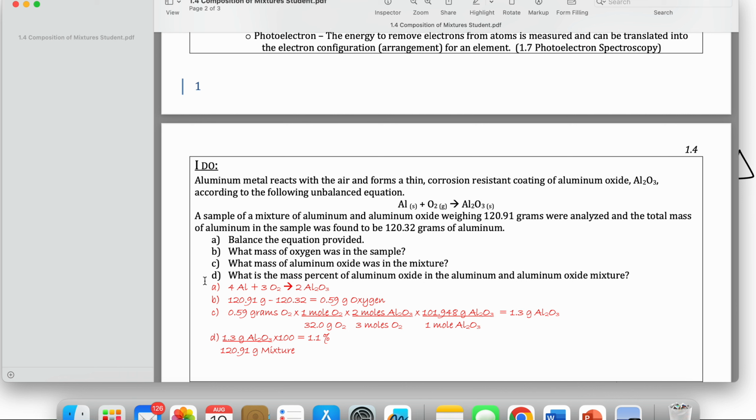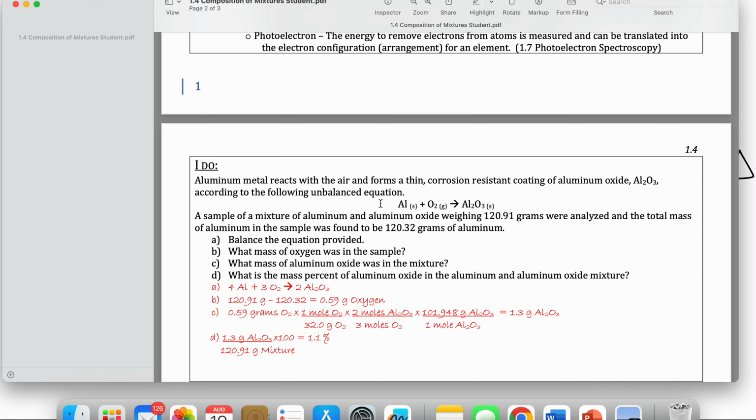Now in part C, I want you to go through the steps of this. The thing is that this is also related to one of the later units, so I don't want to focus on this. Basically what we've done here is that we looked at how many grams of oxygen we had. We converted it to moles, and once we had the moles of oxygen, we want to know the mass of aluminum oxide in it, which is Al2O3.